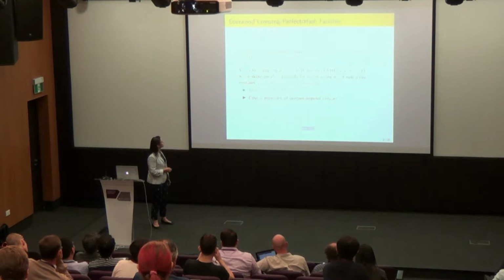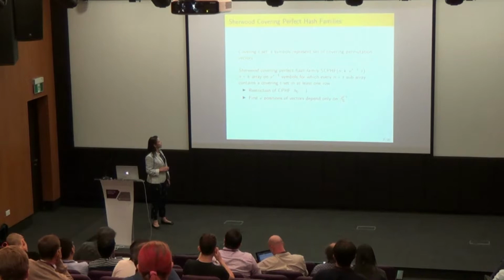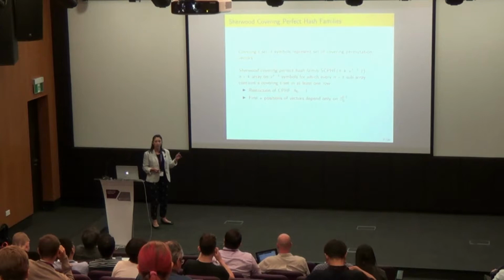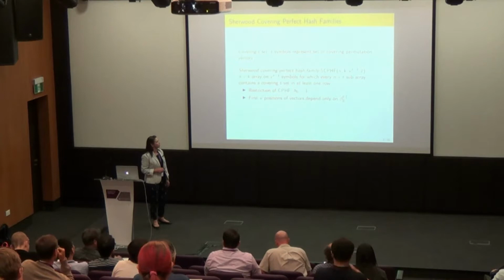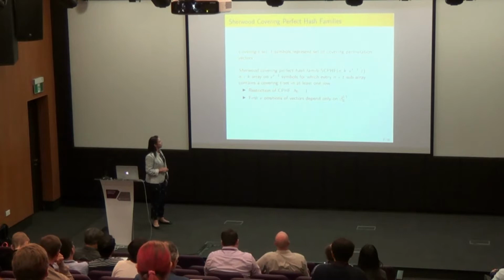A covering t-set is a way of saying the t-symbols that represent the set of covering permutation vectors. So instead of having to think about that whole column, we can just think about these t-symbols. So a Sherwood covering perfect hash family is an n by k array on v^(t-1) symbols for which every n by t subarray contains a covering t-set in at least one row. They are a restriction of more general covering perfect hash families, again, the subspace restriction.